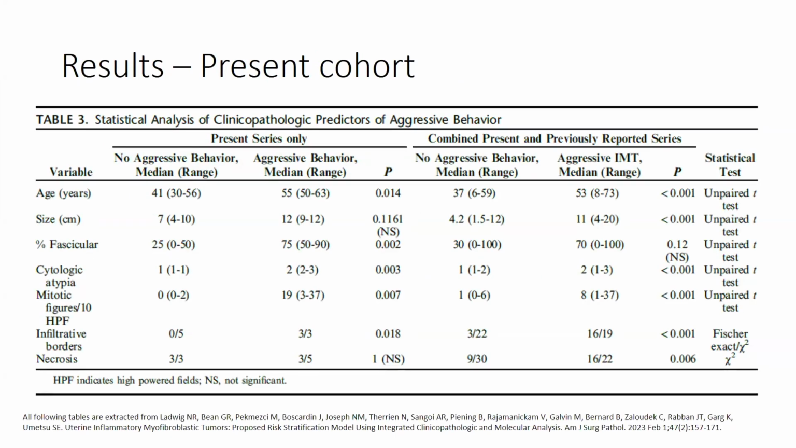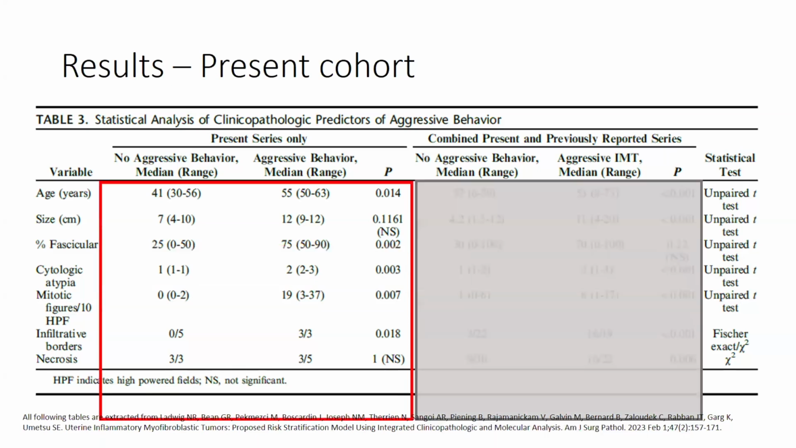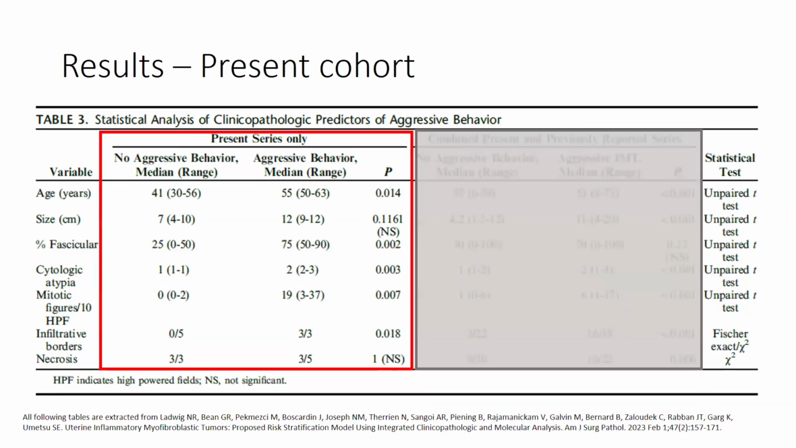This table shows the results of the statistical analysis for predictors of aggressive behavior. On the left is the present series, and on the right is the combined series. Focusing first just on the present series, the statistically significant factors were having an older age at diagnosis, having a higher percentage of vesicular morphology, moderate to severe atypia, a high mitotic count, and infiltrative borders. The key thing to note is that the size of the tumor was found to not be statistically significant.